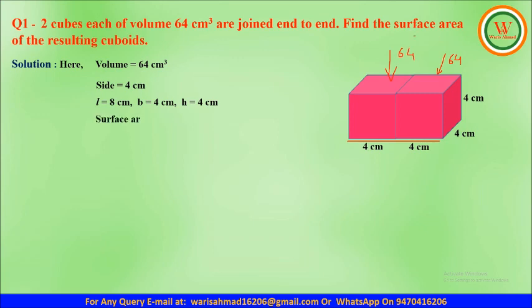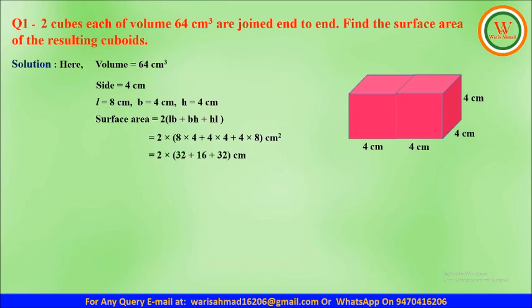As we know, surface area will be equals to 2 under bracket LB plus BH plus HL. After that, we will put the value of length, breadth and height in this equation. So let us see, we are going to put this value, and after solving this one, we will get 2 into 80 centimeter square, and finally the surface area of this resulting cuboid will be equals to 160 centimeter square. So this is the final solution of this question.